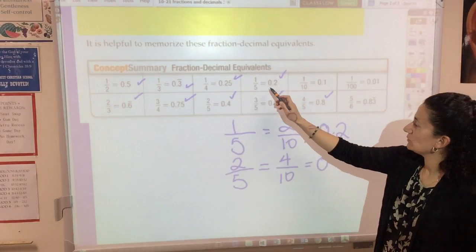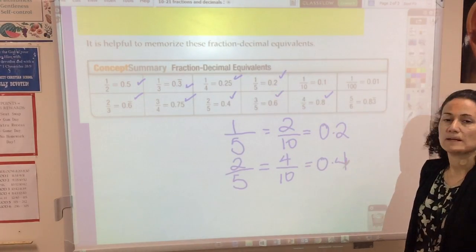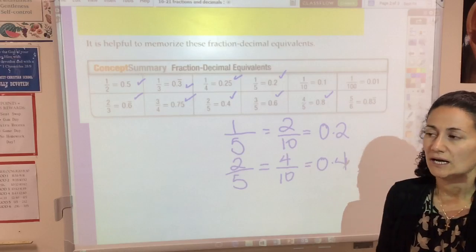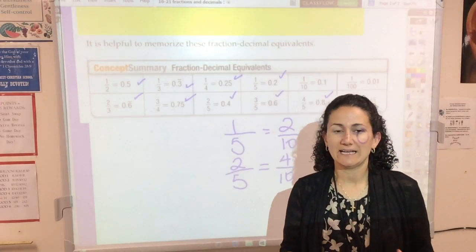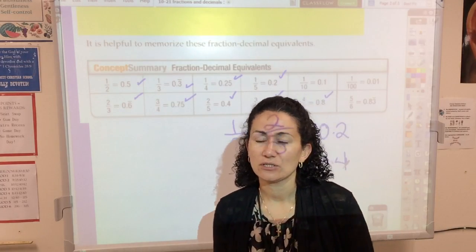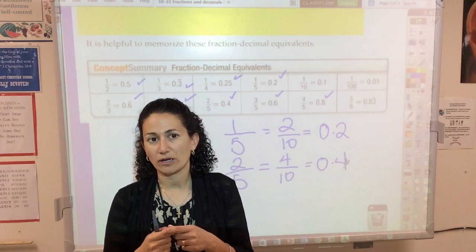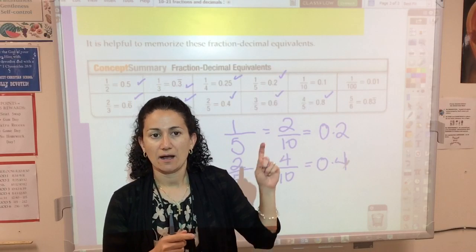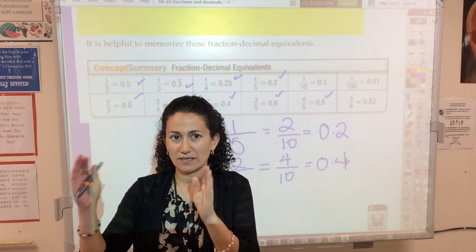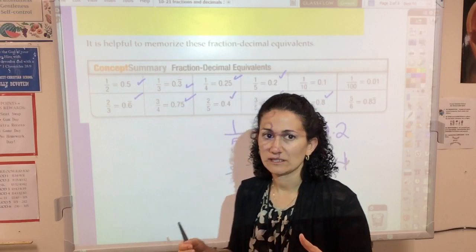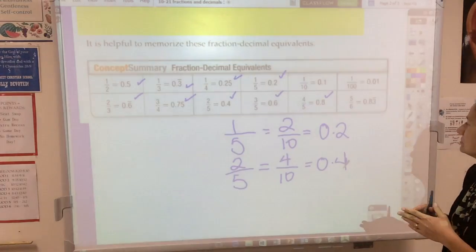So these are pretty easy. 1/5, 2/5, 3/5, 4/5. I do not expect you, nor would I want you, to divide every single fraction to convert it to a decimal. There are definitely some shortcuts we're going to be talking about over the next few days. Memorize these ones. If you get something you haven't memorized, certainly you can divide it. We're going to talk about other strategies.